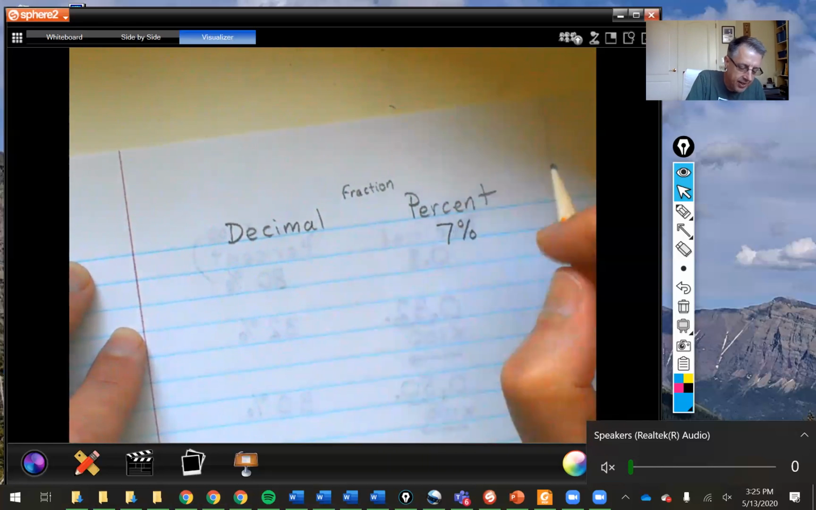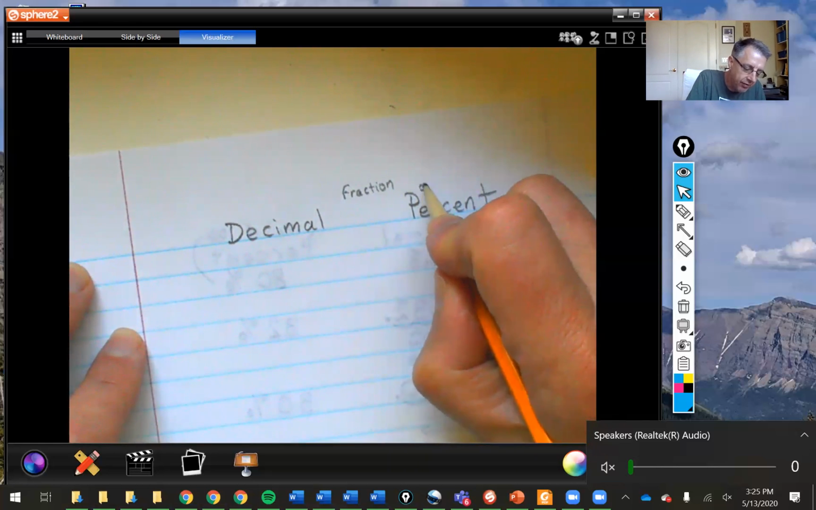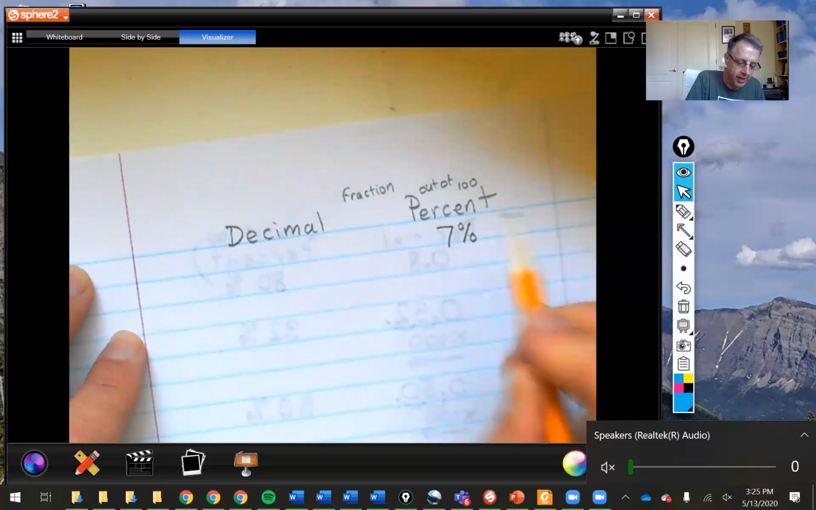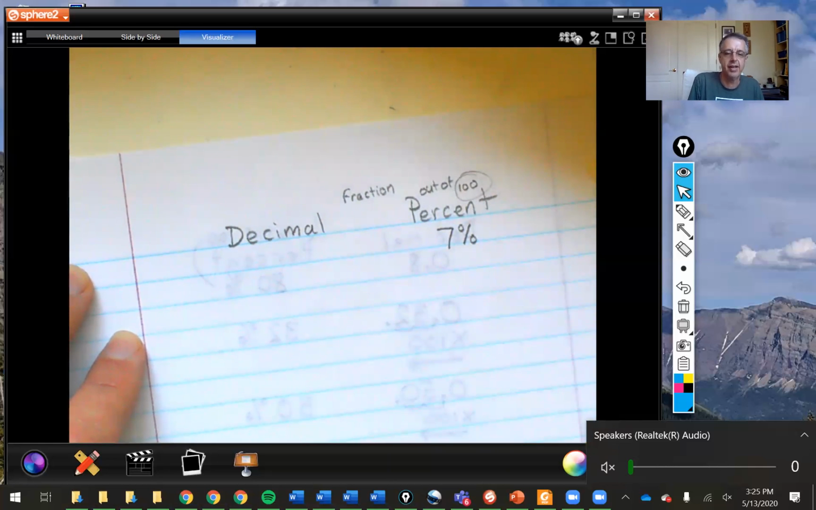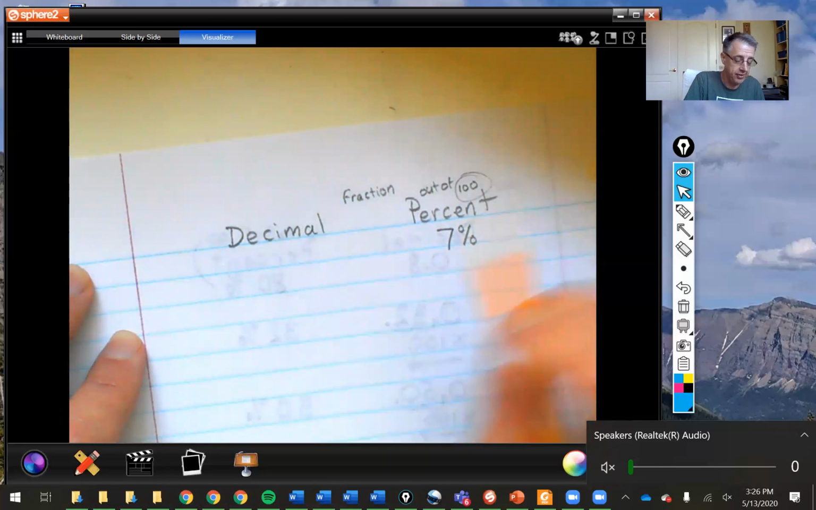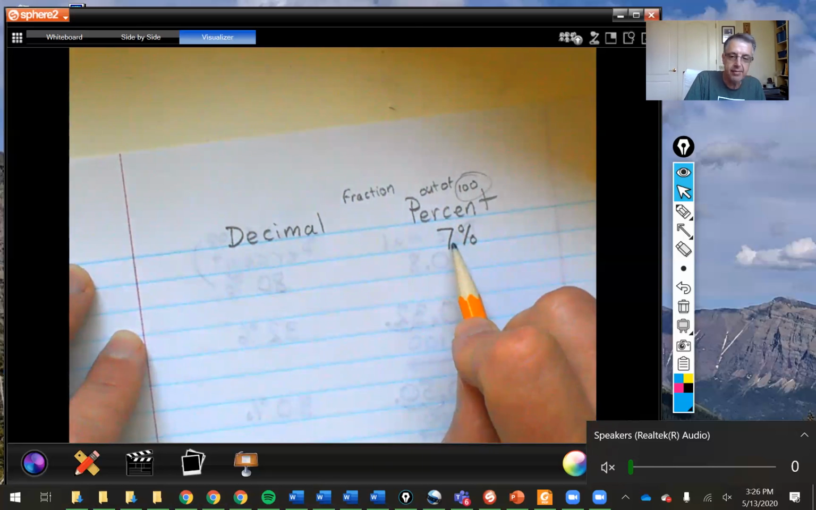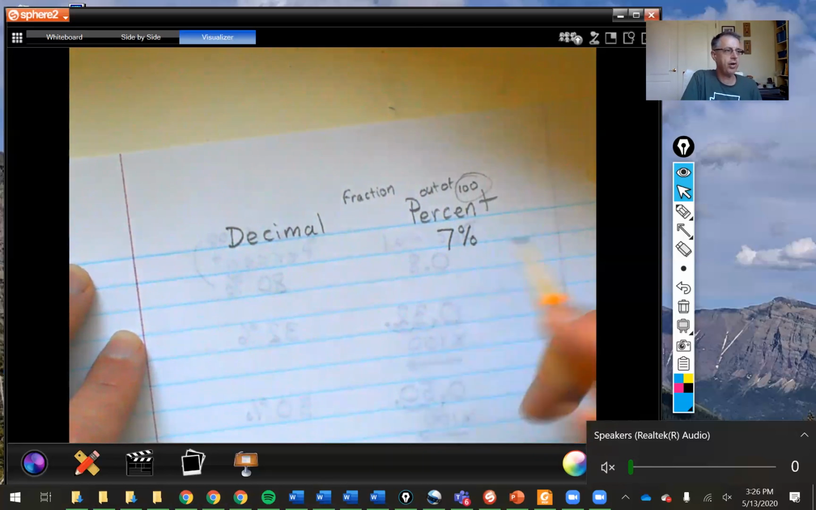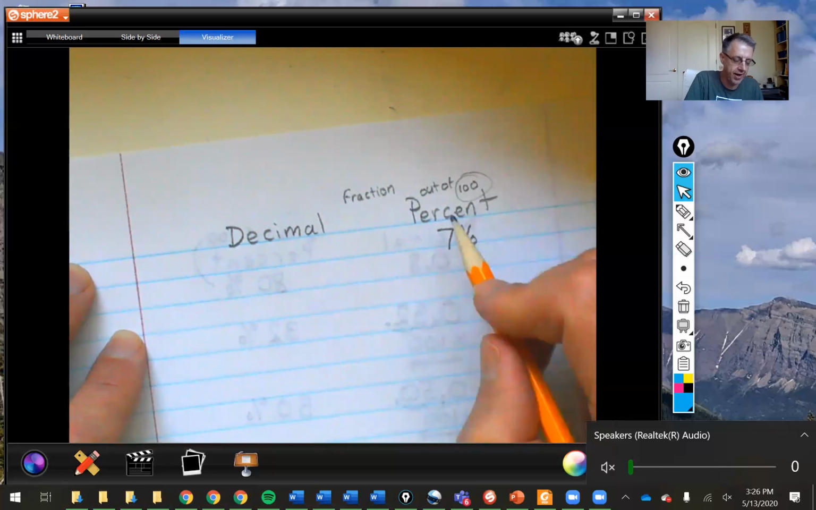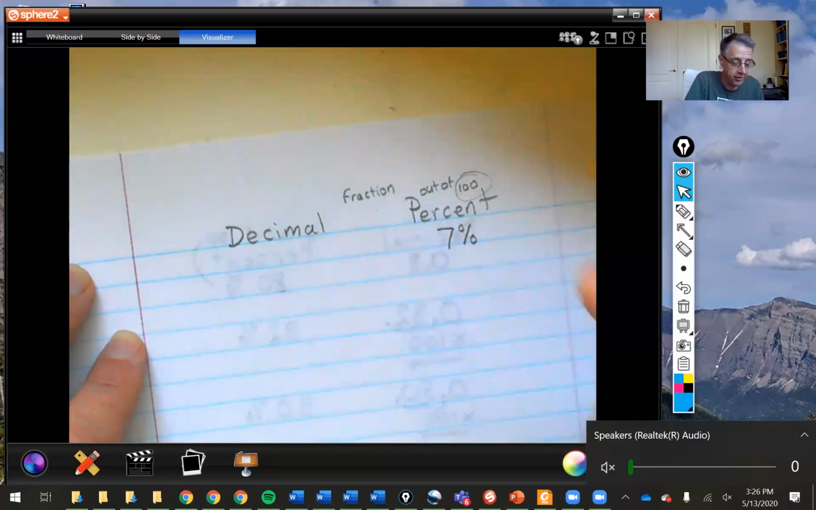Now, if you remember, the key here is that percent means out of 100. That 100 is the key number. Every time I want to turn a percent into a fraction, then into a decimal, I'm going to take that number and put it over 100. And that's it. That's all I have to do to turn a percent into a fraction, which will make it really easy to turn into a decimal.